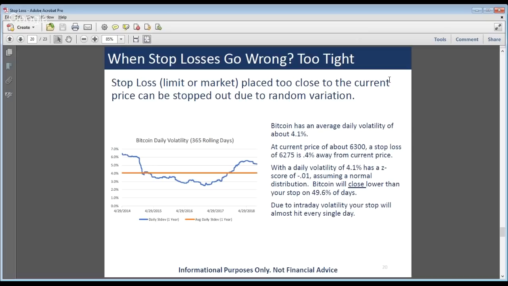Then you have intraday volatility, which is massive as well. So the reality in this case, if you set that stop loss 0.4% away, 62.75 on 6,300, you're going to get stopped out basically every day. So you're going to basically die from 1,000 cuts. Maybe you get lucky one time and the price keeps going up and you don't get chopped out due to random variation, but you're going to get the 1,000 cuts and you're eventually going to go bust if your stop losses are too tight.